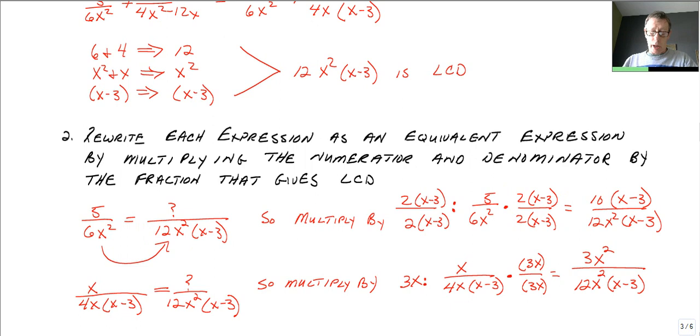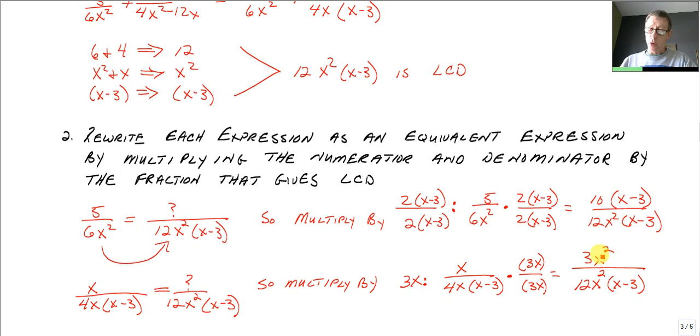Let's look at the second fraction. That is x over 4x times x minus 3. I need to get to 12x squared times x minus 3. So the 4 needs to go to a 12, which means we multiply by a 3. And the x needs to go to an x squared, so we also need to multiply by an x. The numerator has to be multiplied by the same thing, so x times 3x gives me 3x squared.